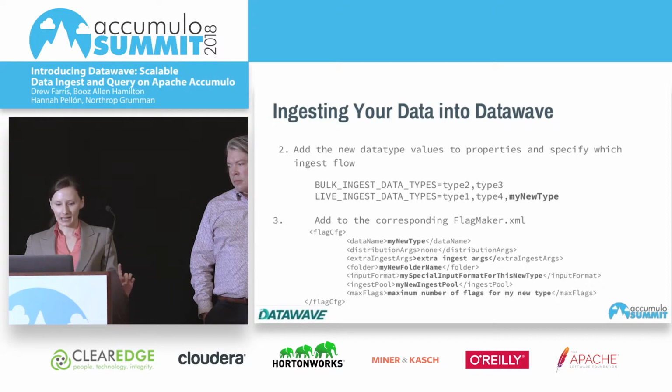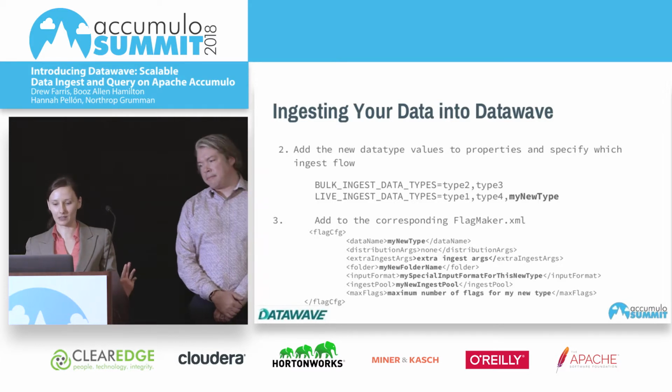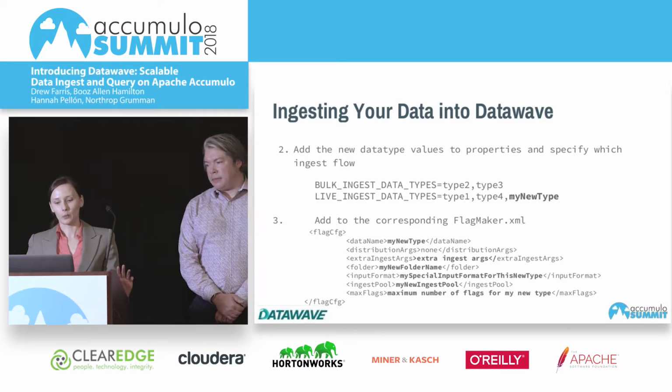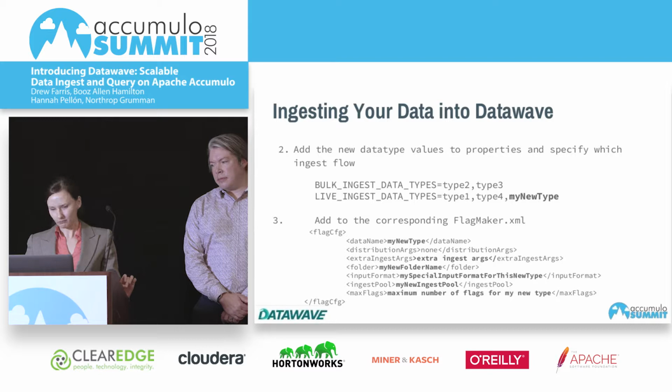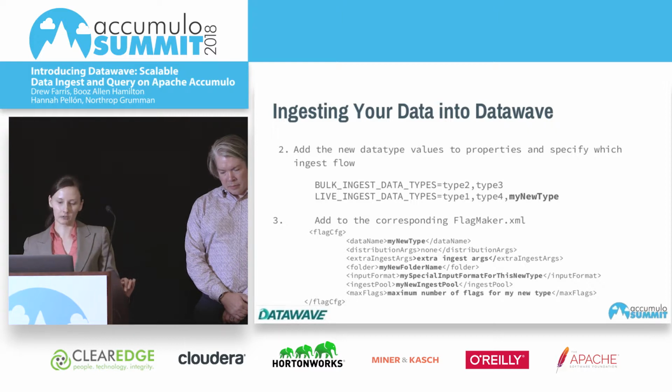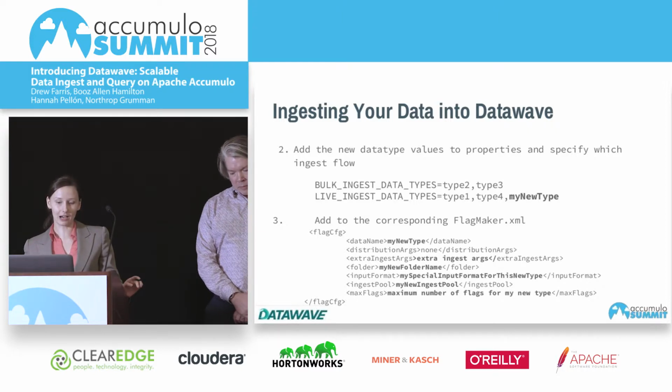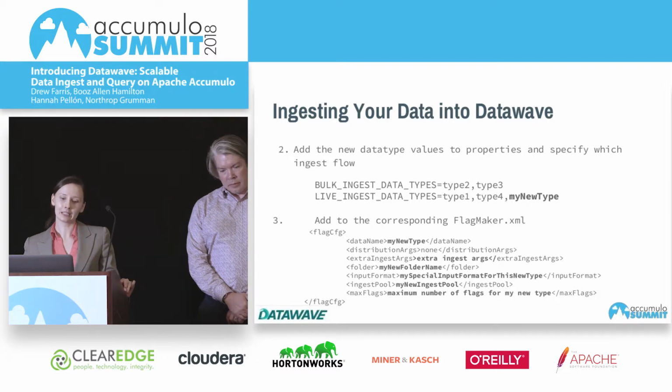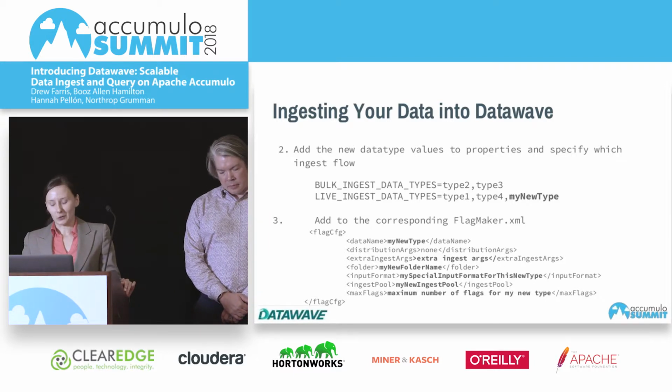You'll then need to add the configurations for your data type to the corresponding flagmaker.xml file. And here's one way that you can start tuning ingest. You can supply the configurations and the flag maker with some additional MapReduce arguments, things like memory, and so on. And also you can configure the maximum number of files for each MapReduce job to process. For live jobs, this number tends to be kind of small, relatively speaking. And then for bulk jobs, it tends to be rather large.